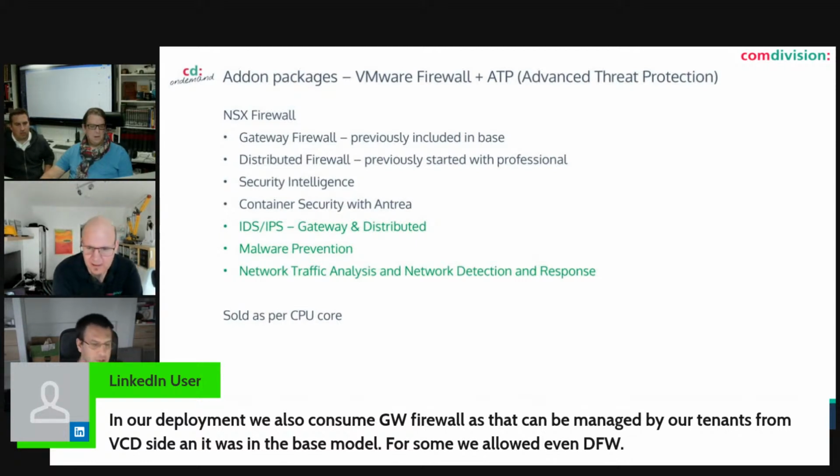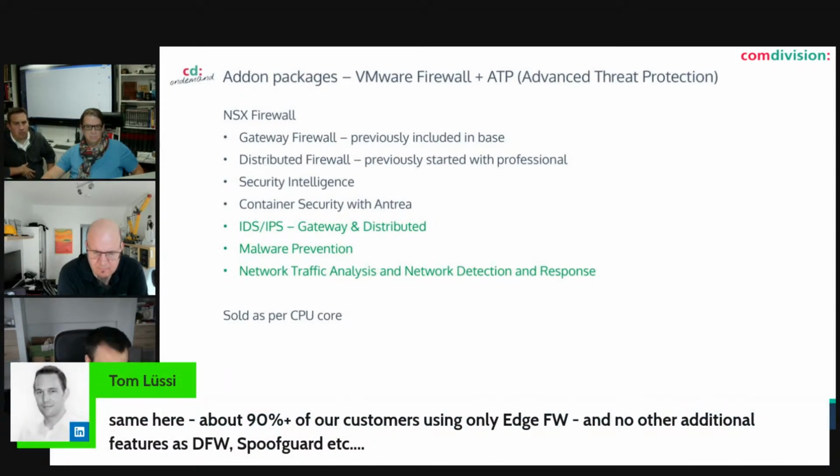Well, I think it's more a statement, and it's exactly what we've already said. Deployment, consume gateway firewall, mainly in self-service. That's cool, and because it's base model, some allowed for DFW. Roughly, thanks Tom for mentioning this one, roughly 90% edge perimeter firewall, no DFW stuff.